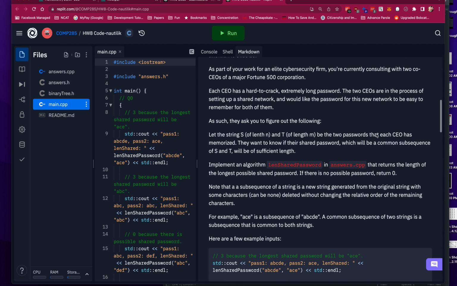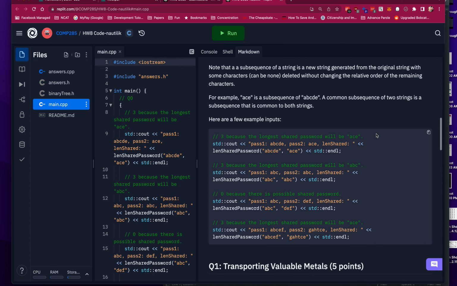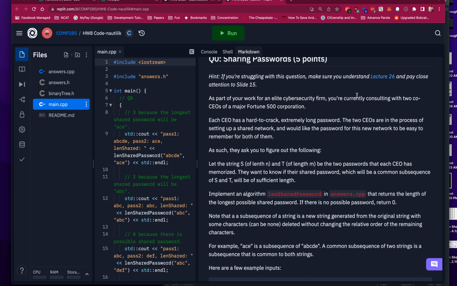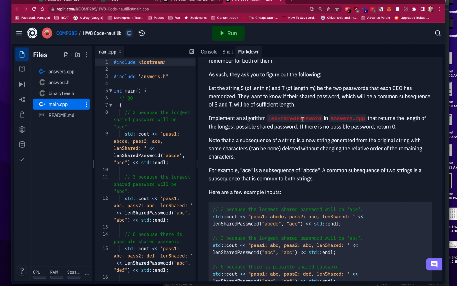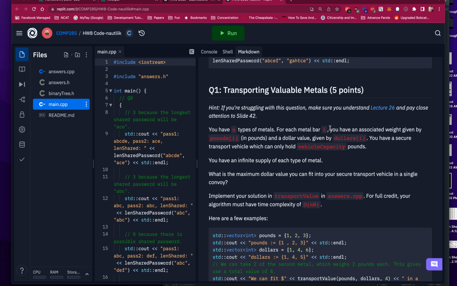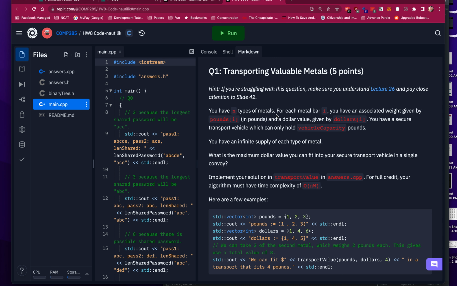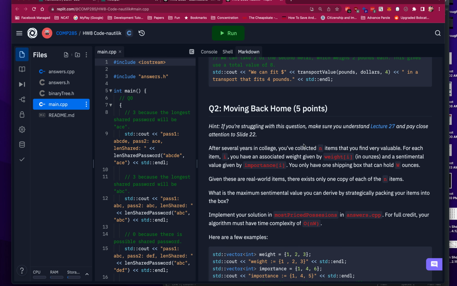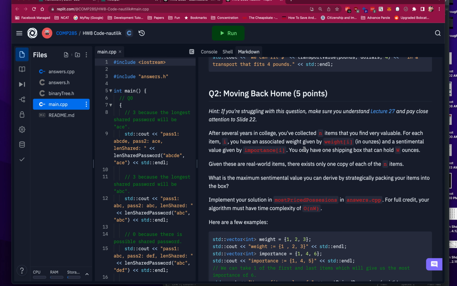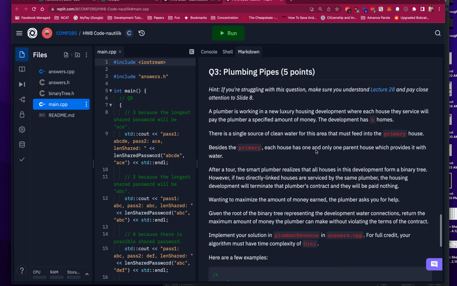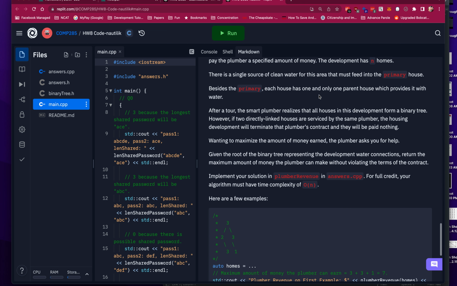I'll go ahead and walk you through it, but I really think you can do this. The first problem is just longest common subsequence, but I give it a different name. I call it len shared password. The second problem is transporting valuable material. This is unbounded knapsack, but I give it a different name. The third problem is bounded knapsack, the 0-1 knapsack, again with a different name. And the fourth problem is plumbing pipes. This is actually maximum independent set on trees, but I give it a different name.